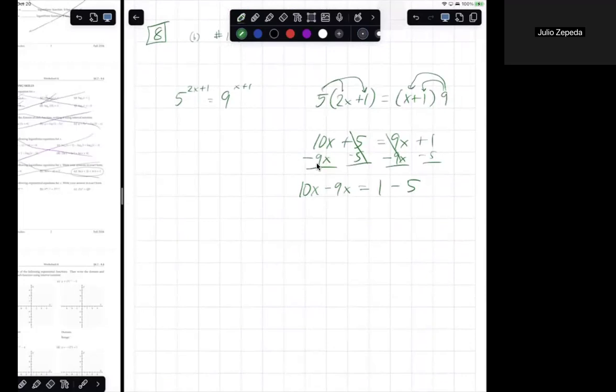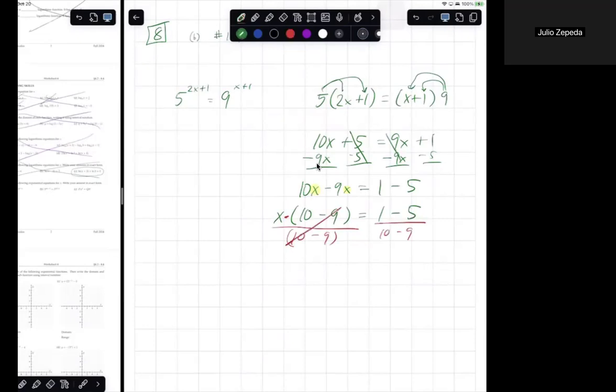We won't be able to combine any like terms, and so the other way that we could solve this equation would be to factor out this x here. Both of these terms have an x, so I can take the x and factor it from 10x minus 9x, and we get 10 minus 9 equals 1 minus 5. And then whenever you have x times something, we're trying to get x by itself, so we can divide by 10 minus 9 on both sides.